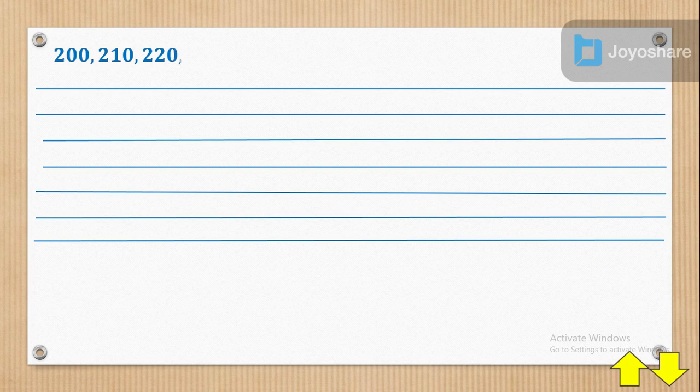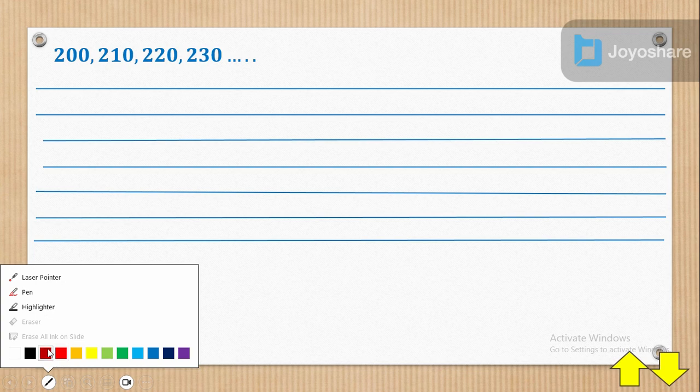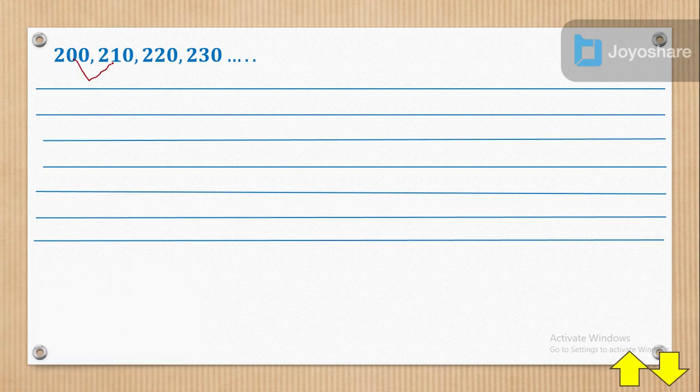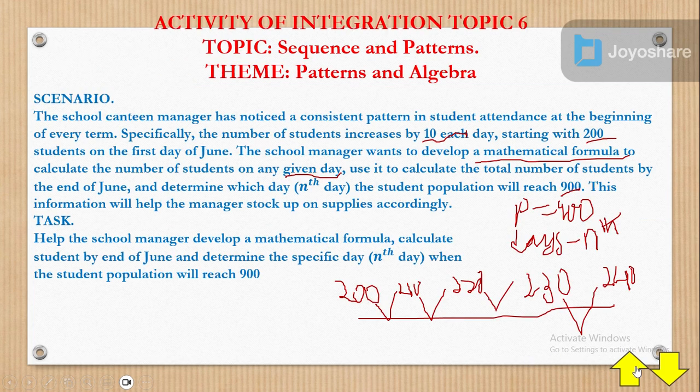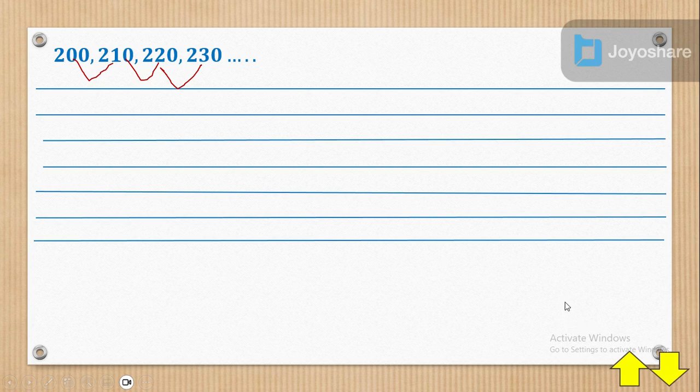So now that is our sequence. Remember I said it was 200, going on increasing by 10, 10. So that is 200, 210, 220, 230. I want you to see something in the sequence. From here up to this, we have a 10. From here up to this, we have a 10. From here up to this, we have a 10. So it can be continuous. This means that it is not ending. It proceeds. So that's the sequence. And here they had asked us to help the school manager develop a mathematical formula and calculate the students. Okay, so now this sequence will give us everything. Let's proceed.